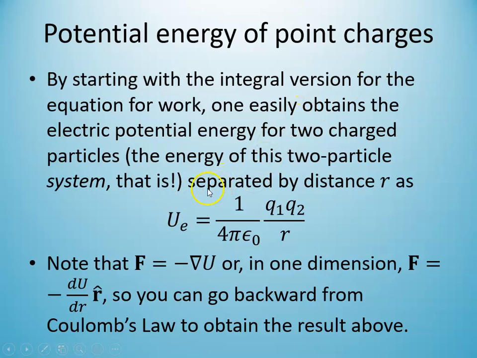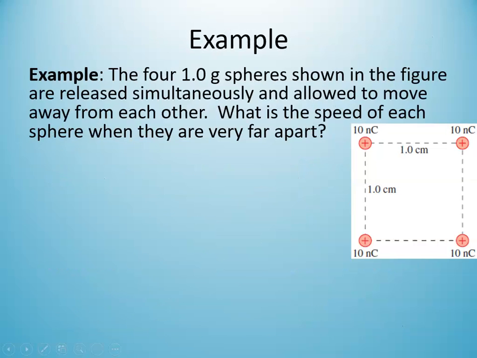And that force vector in one dimension would be given by the negative derivative with respect to position of the potential energy times the unit vector in that direction. If it's in multiple dimensions, then you actually need to take a gradient. In other words, take derivatives with respect to each dimension, attach a unit vector for that dimension to each, and add them all together. So just using this, you can go backward from Coulomb's law to obtain this result for the potential energy between two point charges. But you can also do it using the force equation and the definition of work.